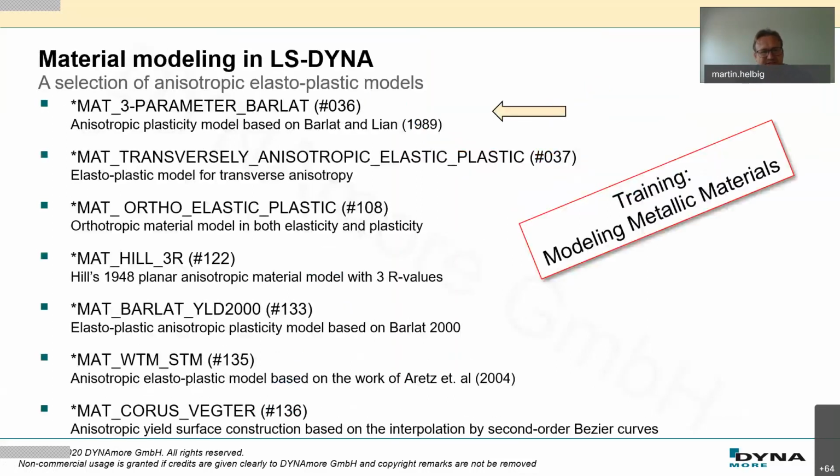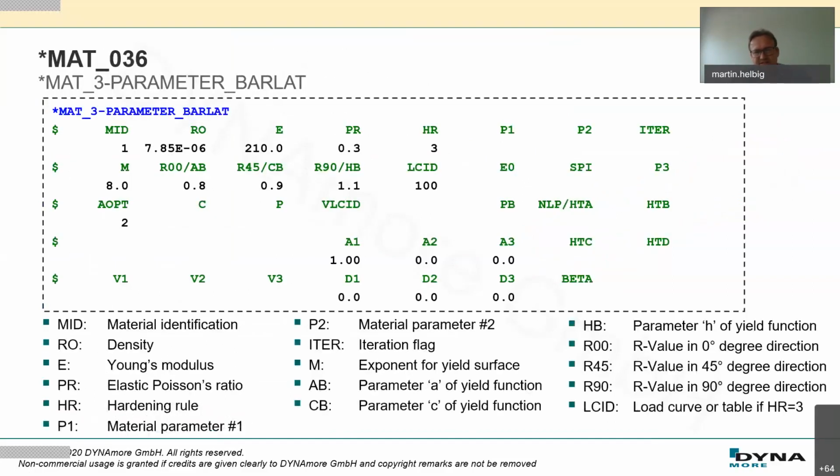So we have different anisotropic materials in LS-DYNA. There are a lot of different material laws. I will only talk a little bit about this MAT 36. But we also have some trainings about modeling of metallic materials. If you like to, you can ask the guys for some training, and they will explain the details of each of these material laws. So this is how this card looks. This is the 3-parameter Barlat model.